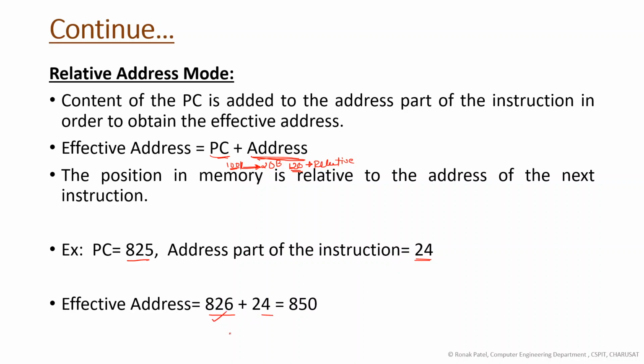Why is this 826? Because right now the program counter is 825. When it fetches the instruction, after fetching it knows the mode and all. So after that, it will increment the program counter, that is 826. Then it will know this is the addressing mode, this is the instruction, and the next instruction is at 826. So now on 826, which is your next instruction, I am giving the reference, that is 24. So 826 plus 24 is 850. This is the effective address from where you will get your operand.